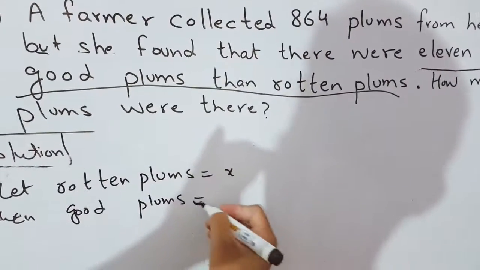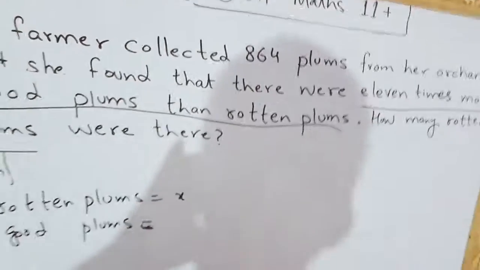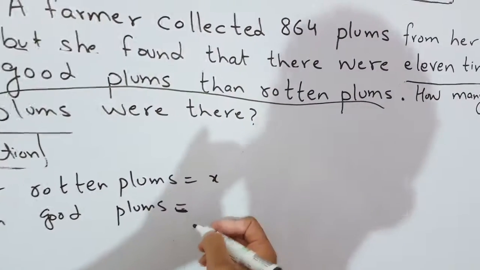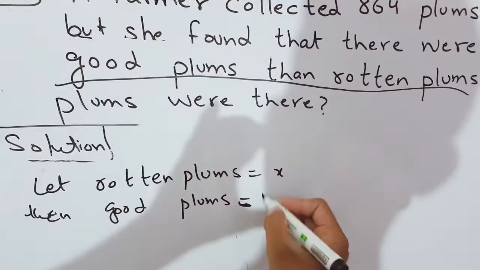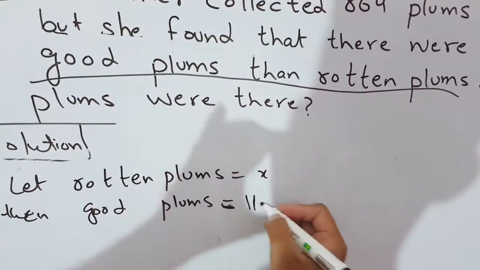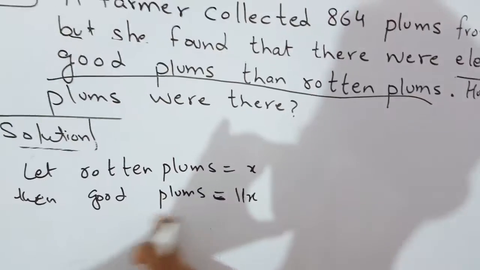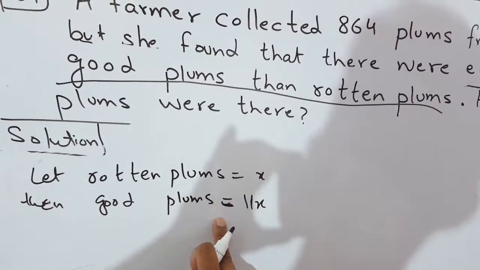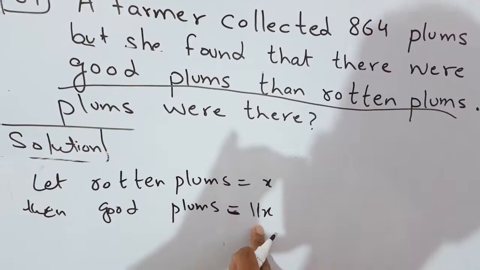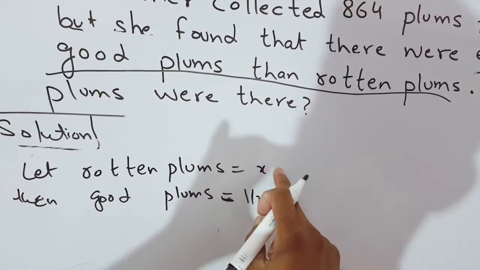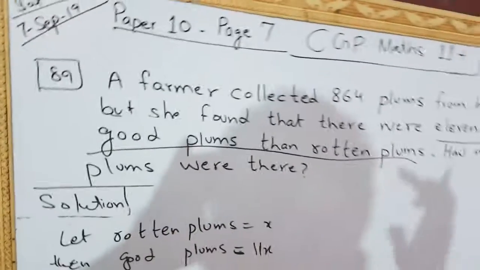Times, here it's written times. When the word times is written, we shall do multiplication, not the addition as we did in the previous question. So 11 times as that of rotten plums. Good plums were more than rotten plums, and how many times more? 11 times as much as the rotten plums. Now we shall read the first line.